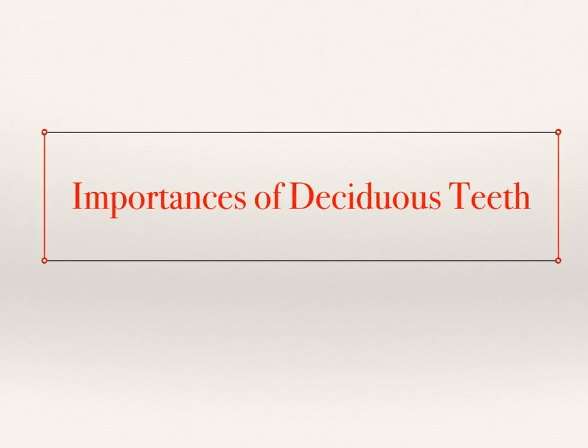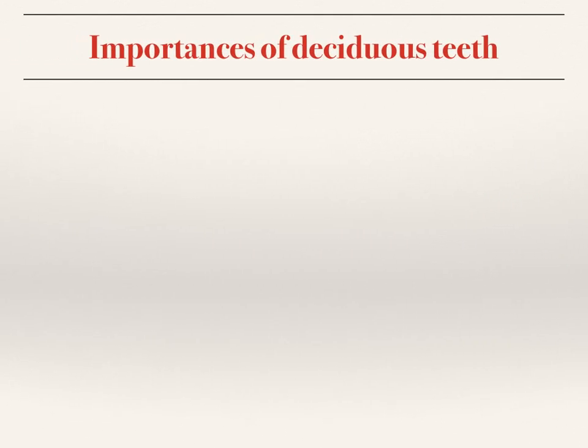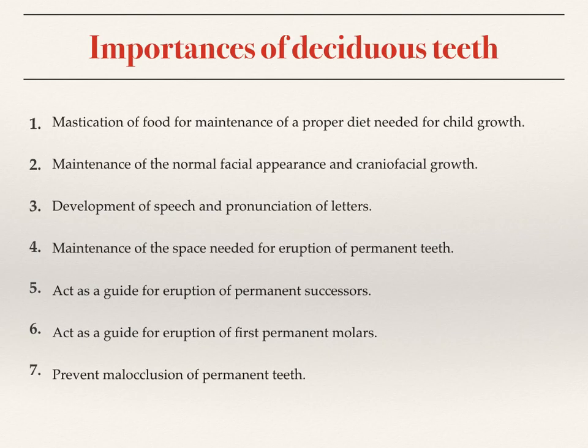Importance of deciduous teeth. There is a lot of importance of deciduous teeth as follows. Number one, mastication of food for maintenance of a proper diet needed for child growth. Number two, maintenance of normal facial appearance and craniofacial growth, and also growth of the skull. Number three, development of speech and pronunciation of letters. Number four, maintenance of the space needed for eruption of permanent teeth.